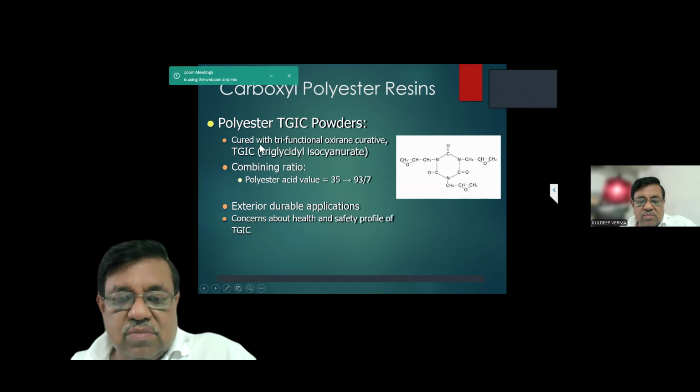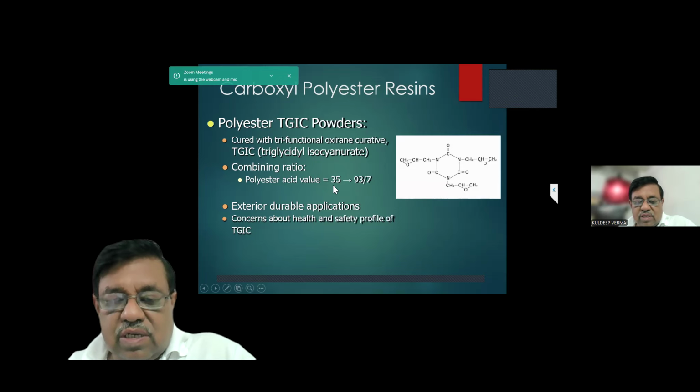Polyester TGIC system, cured with trifunctional oxirane curative, TGIC, triglycidyl isocyanurate. So this is a very common factor. 93:7, where 93 is polyester and 7 is TGIC. This is if the acid value of the polyester resin is 35. If this changes, the ratio will change.